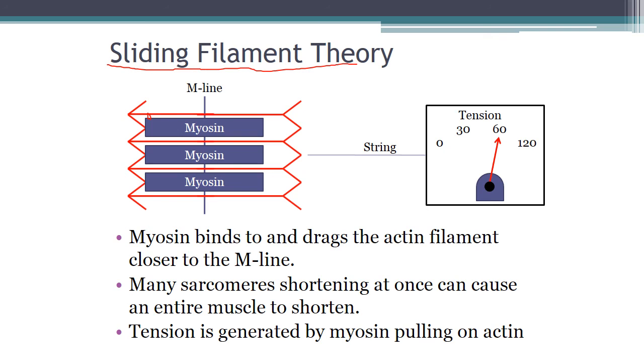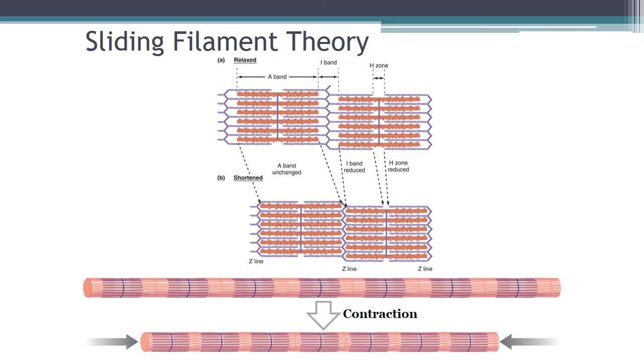When the myosin head binds to the actin filament, it's going to pull on this actin filament and pull it closer to the M line. When it does that, this is going to shorten the sarcomere, like so. That shortening of the sarcomere by myosin pulling on actin is called the sliding filament theory. This sliding filament theory is how people believe that a contraction occurs. So myosin pulls on actin. This shortens the sarcomeres. Those shortening sarcomeres shorten the myofibrils in the muscle fiber.